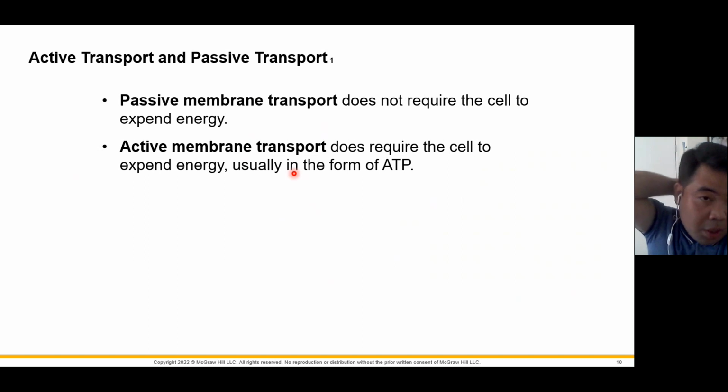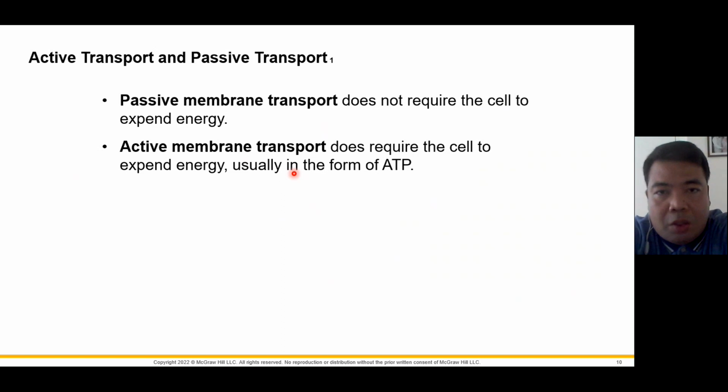Moving on, the methods by which substances move across the cell membrane can be divided into two kinds of transport: passive membrane transport and active membrane transport. Passive membrane transport does not require the cell to expend energy. What is the energy currency of the cell? We said that it is adenosine triphosphate. Therefore, passive membrane transport does not require the cell to use ATP, while active membrane transport requires the cell to expend energy, again in the form of ATP.